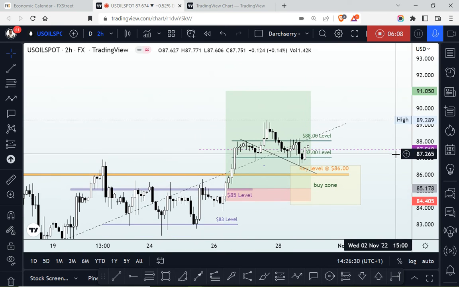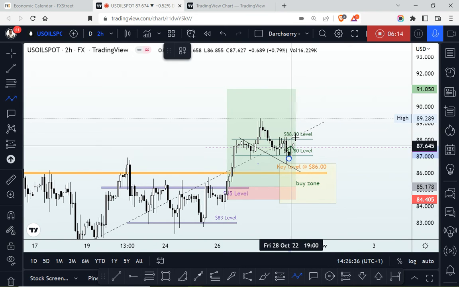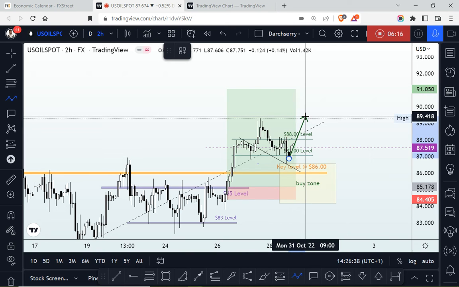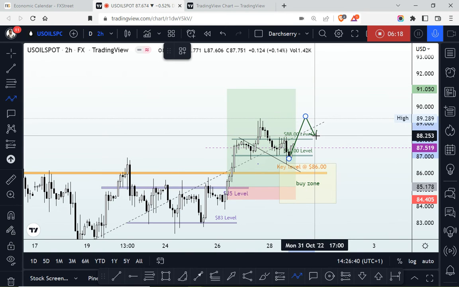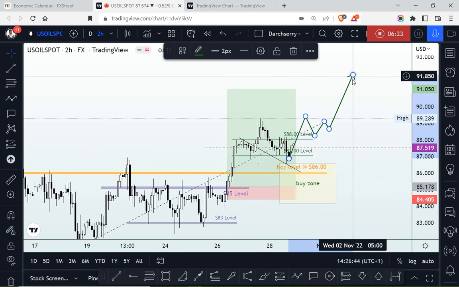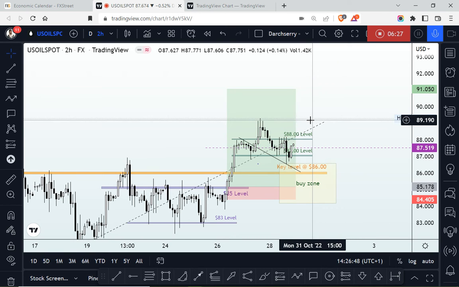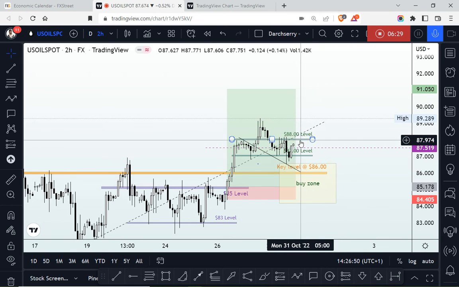Or we could be looking forward to a situation where price breaks out of the $88 mark. Break out of the $88 level with a significant engulfing candle, then a retest of structure, followed by buying pressure on lower time frame to incite a trend continuation to the upside. So these are the scenarios I want to be looking forward to going into the new week.